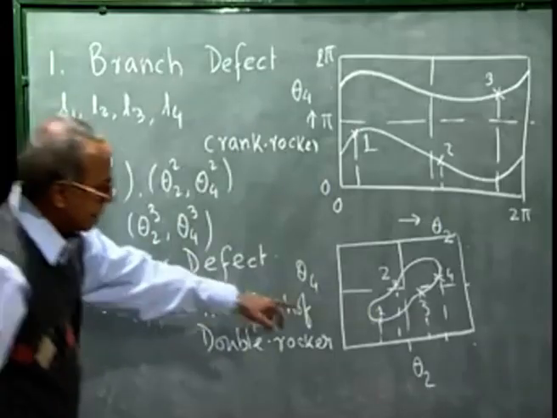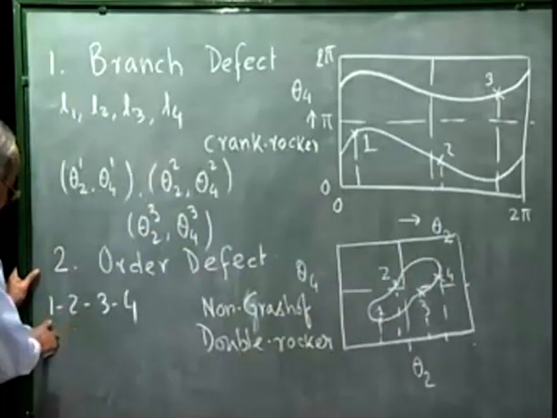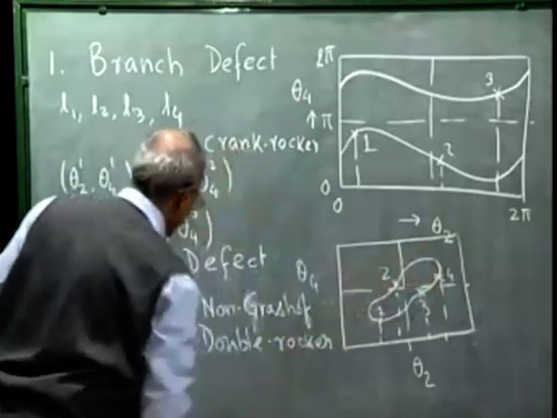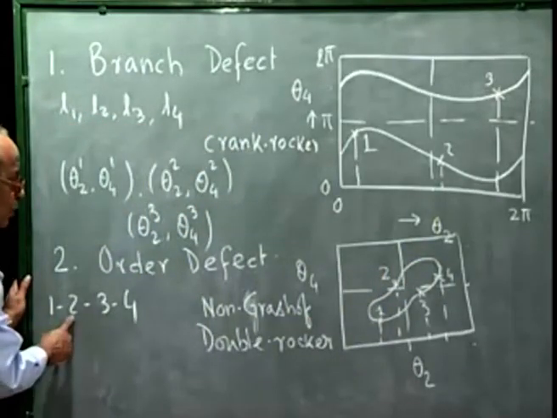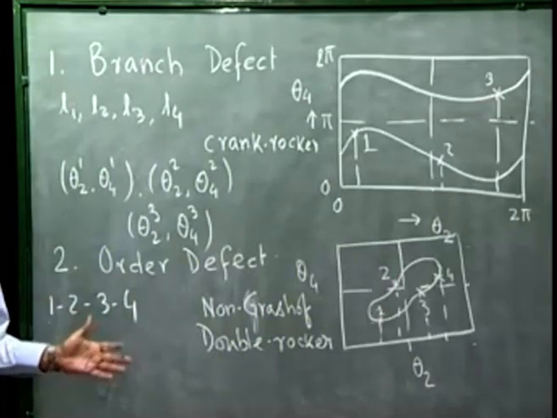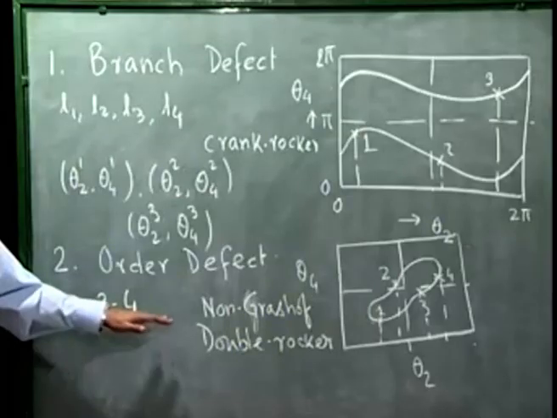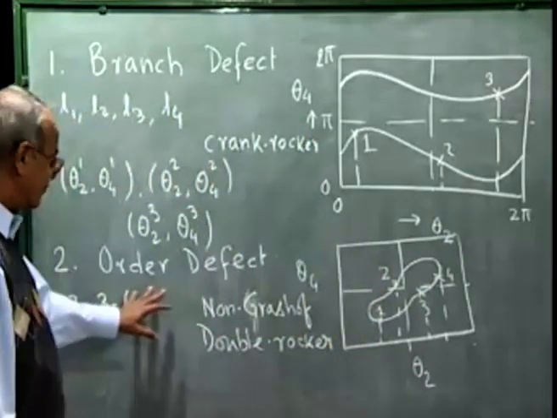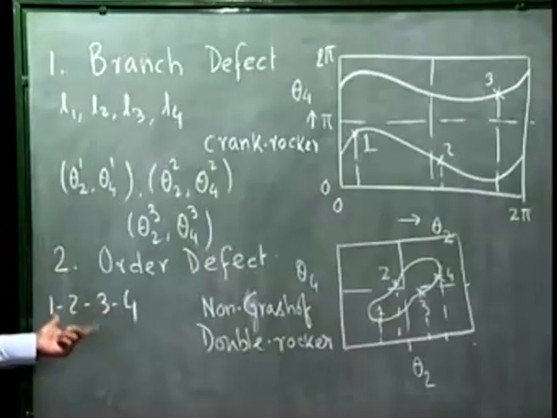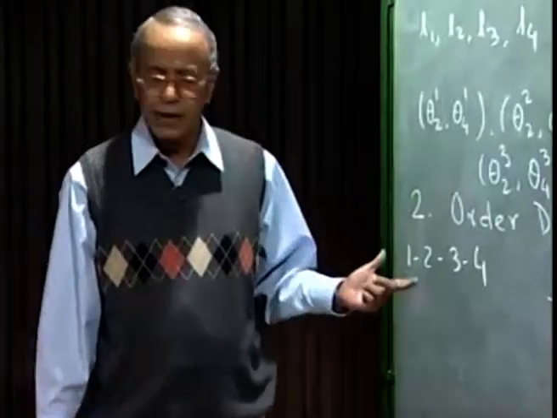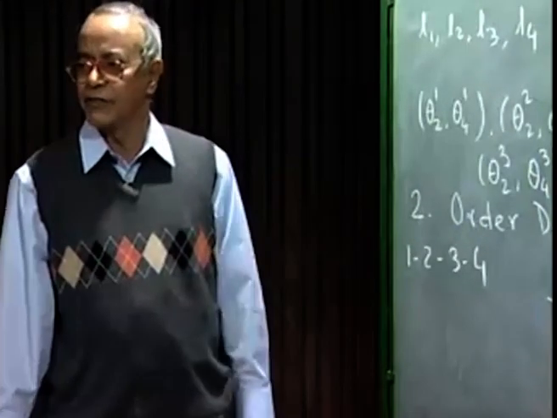If I rotate it this way, I am getting 1 to 3 to 4, then back to 2, and if I drive it the other way, then it is going from 1 to 2 to 4, then to 3. So, if we want these 4 positions to be taken up sequentially in this order, then this mechanism, though theoretically satisfies the 4 configurations, will not be of any use, because these 4 positions will not be taken up in the proper order. This is what we call order defect.